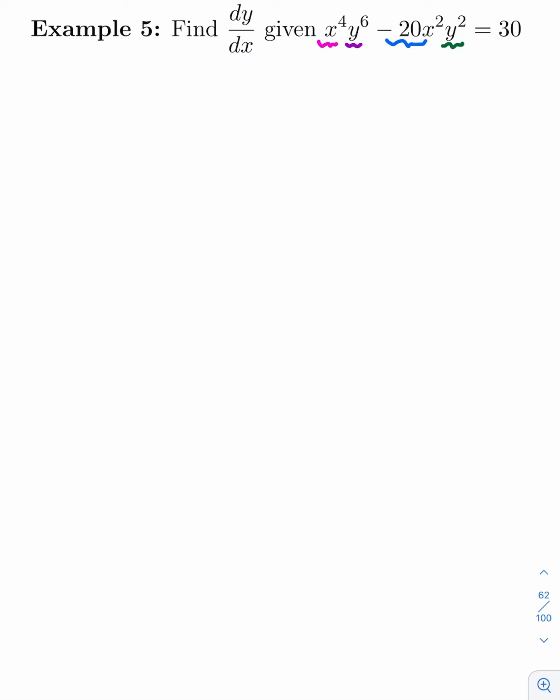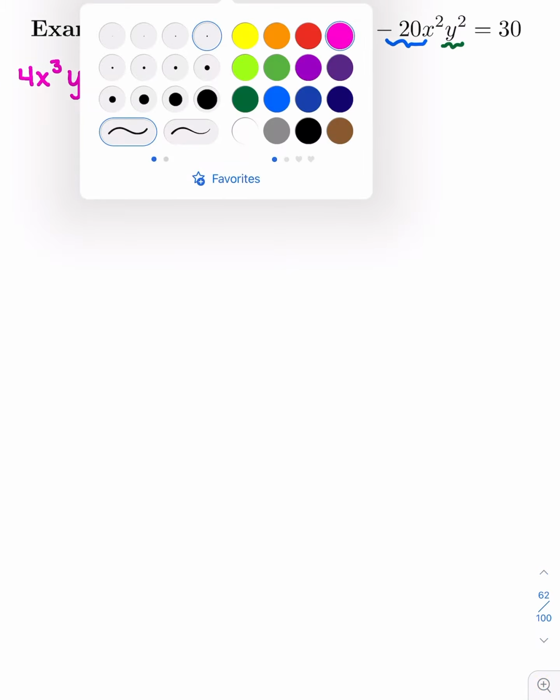So derivative of the first, x to the fourth, is 4x cubed. It does not need a dy dx because we did not take the derivative of a y term. So there's the derivative of the first. That gets multiplied by the original second. Product is always plus.